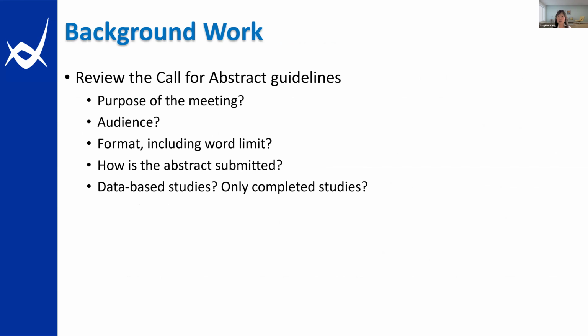So background work, you need to check, right? You need to review the call for abstract guidelines, like was just mentioned. What is the component? What is the guideline that SNRS has? Because your goal right now is the SNRS, right? And maybe some of you might be going for other meetings, national or international meetings, as well. But you need to check what is their call, what kind of abstract, what kind of study they want. If it is a completed study, or if it is okay with a review kind of journal review work, right?